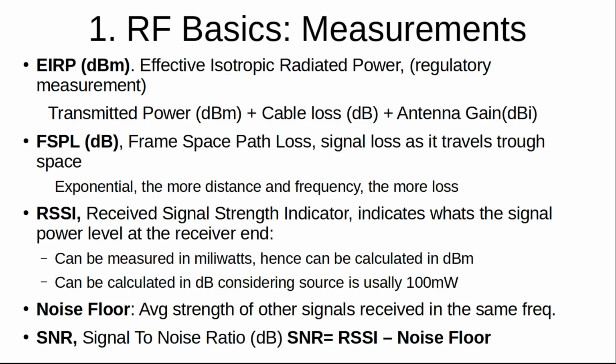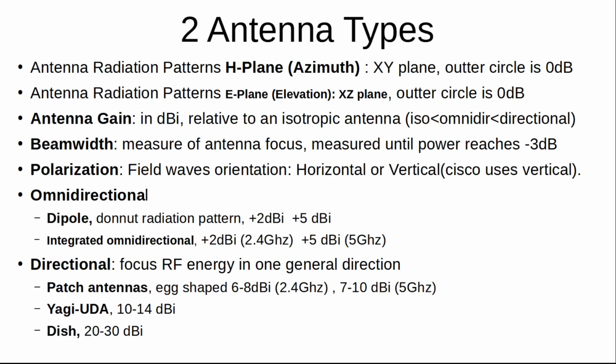Remember how to calculate the effective isotropic radiated power. That includes the transmitted power, the cable loss, and the antenna gain. Remember the free space path loss function that will calculate how a wave loses strength as it travels through the air. The more distance and frequency, the more loss it will experience. Remember what the received signal strength indicator is, what the noise floor is, and how to calculate the signal to noise ratio, which is subtracting the noise floor from the received signal strength indicator.